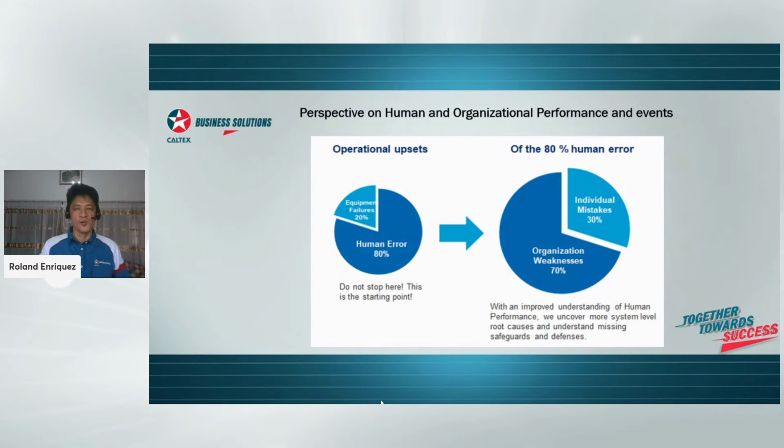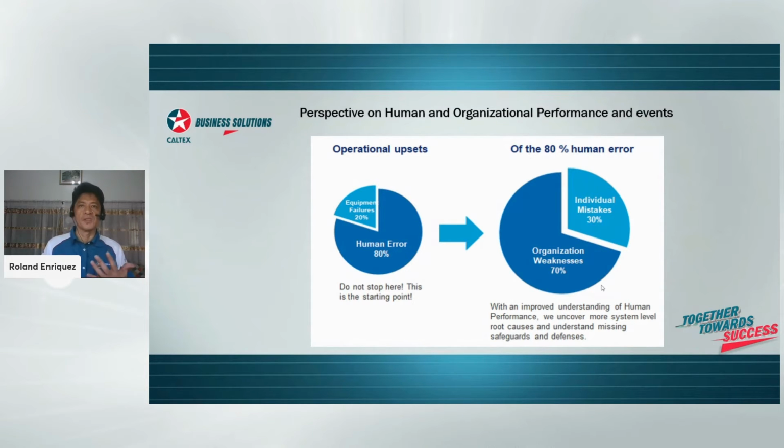From the incidents, also known as operational upsets, you can group them into two: equipment failure, which is around 20%, or what we call the equipment factor, and the other is human error. Out of the human error, we found further that the errors were caused by organizational weaknesses. Of course, they're related to individual mistakes, but 70% of that is related to organizational weaknesses. This is what we found out.